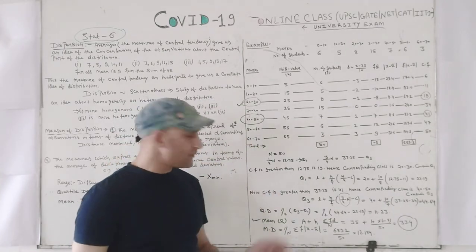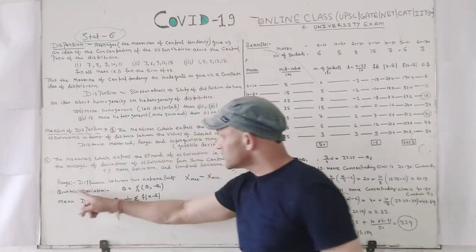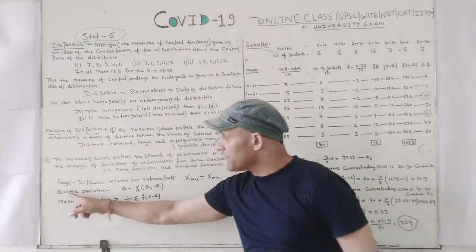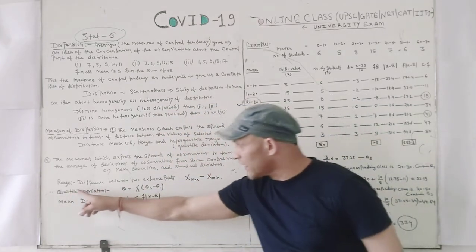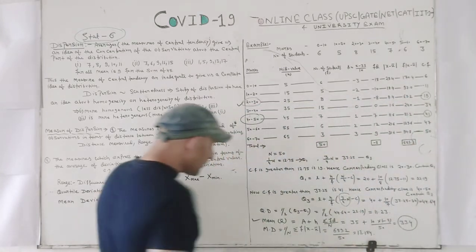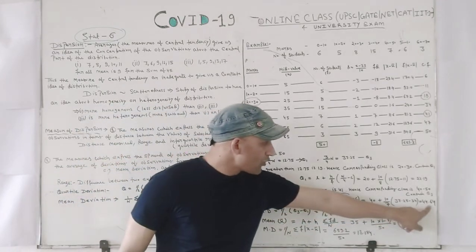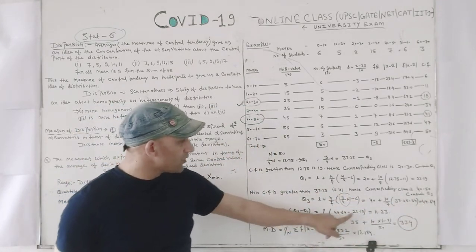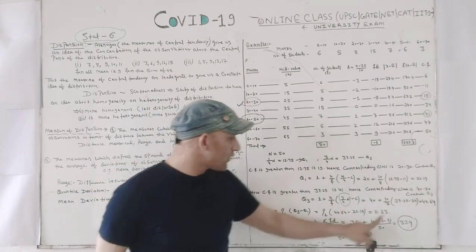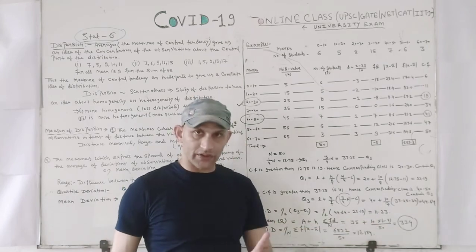So Q1 we have done, Q3 we have done. Now we have to find the quartile deviation. The formula is Q.D. is equal to 1 upon 2 into Q3 minus Q1. So 1 upon 2 into Q3, 44.64, minus Q1, 22.19. If you calculate, then you will get 11.23.